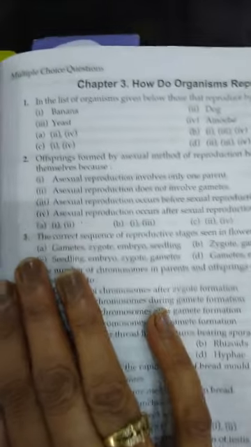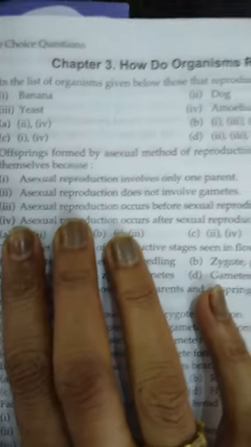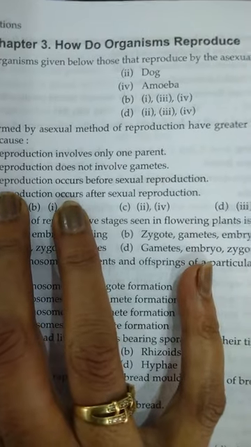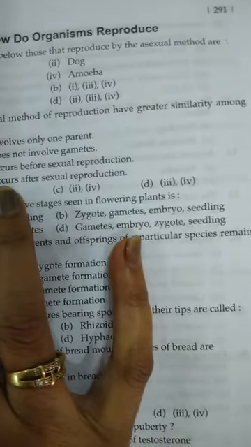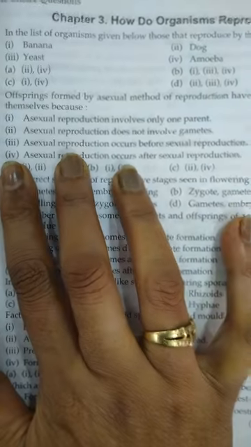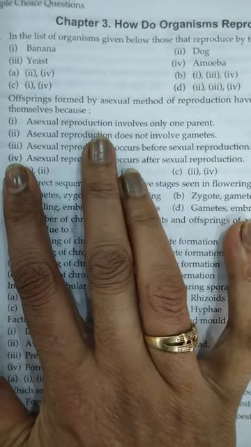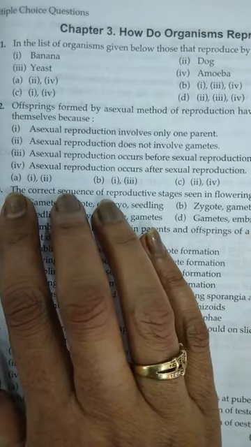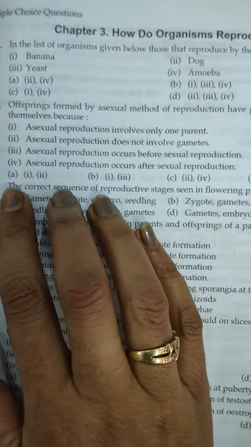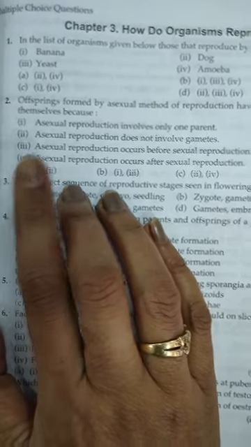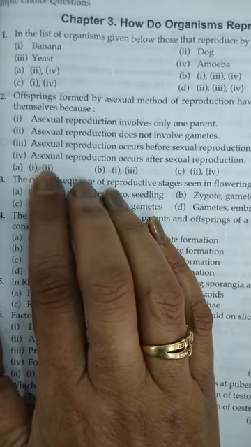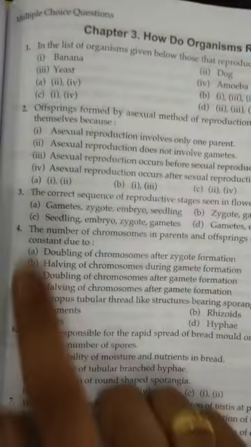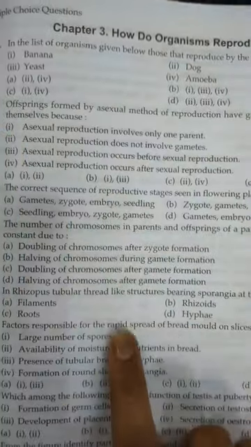Okay, so the very first question: in the list of organisms given, those that reproduce by asexual methods are banana first, second dog, third is yeast, and fourth amoeba. Whichever option is correct, that you have to mark. These are the points which are mentioned over here. Now let's come to the second question.